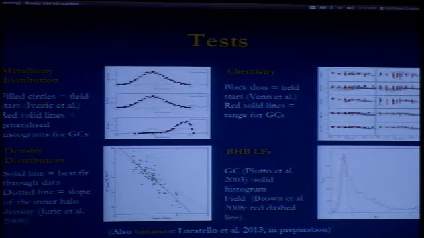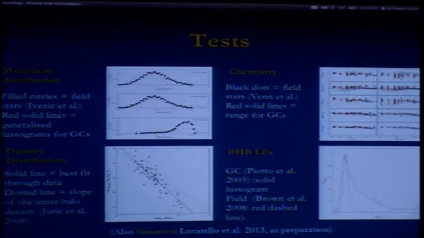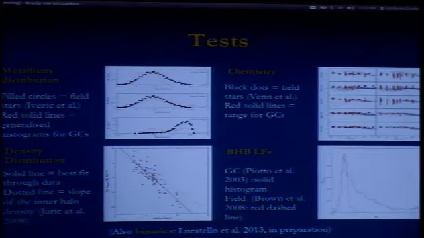It's not like the case of the dwarf spheroidals for building the inner halo, because in that case we see the chemical composition is clearly different. In this case, there is nothing that says that you are wrong.